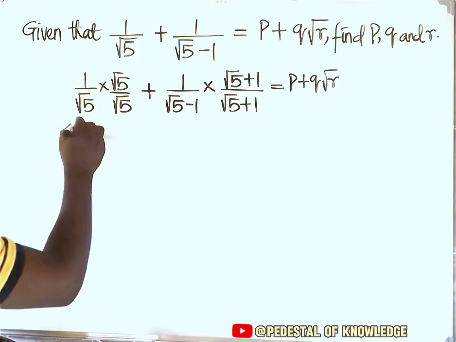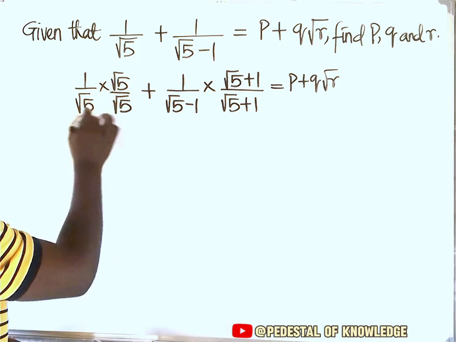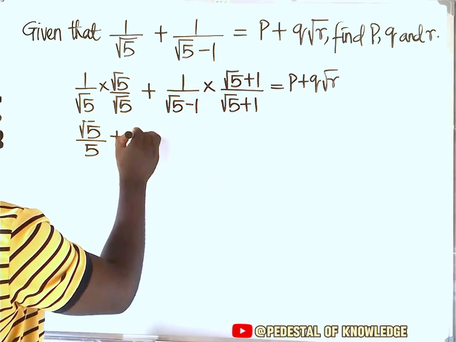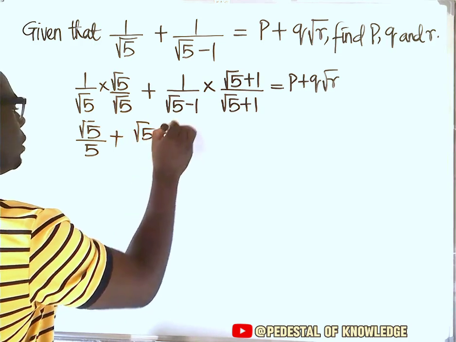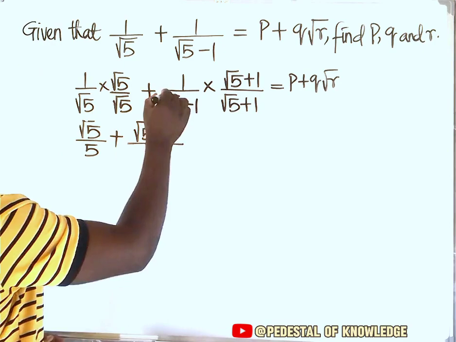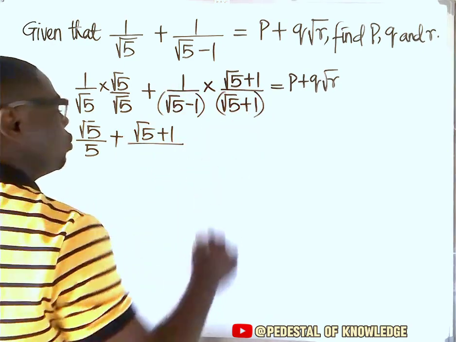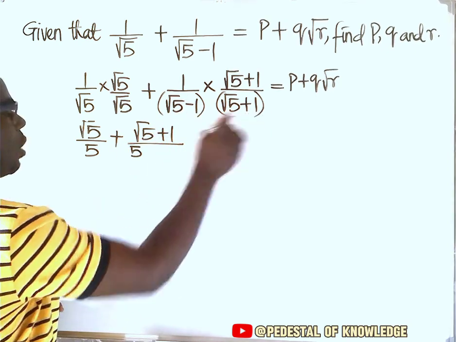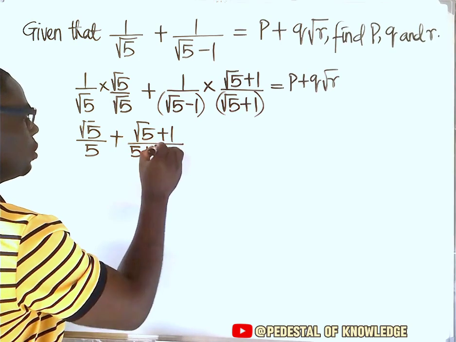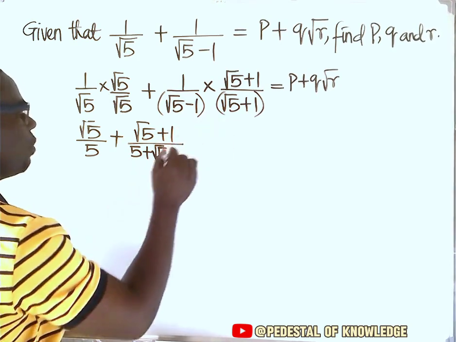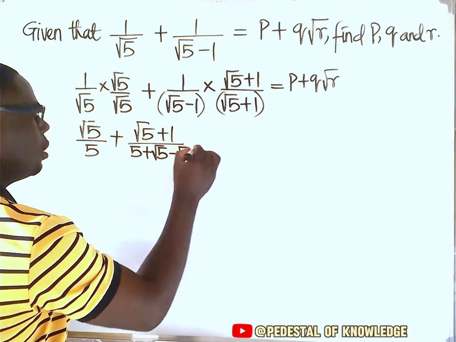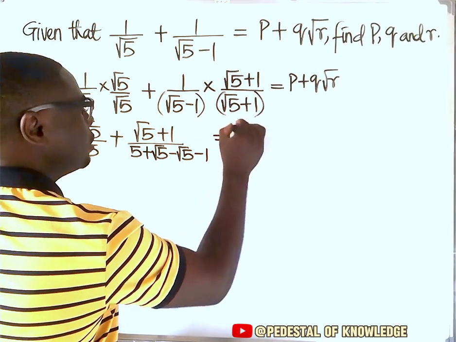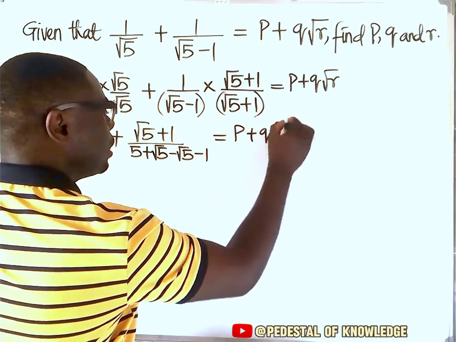Okay, now 1 times root 5 will give us root 5. And root 5 times root 5 will give us 5. Then plus 1 times this will give us root 5 plus 1 divided by, now when we expand this bracket, we are going to have root 5 times root 5 will give us 5. Then root 5 times 1 will give us plus root 5. Then minus 1 times root 5 will give us minus root 5. And then minus 1 times 1 will give us minus 1. Then we compare it with P plus Q root R.